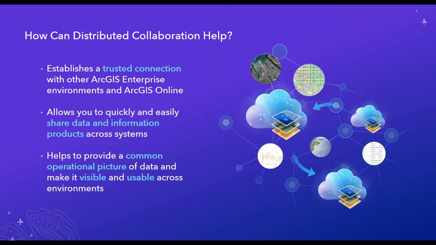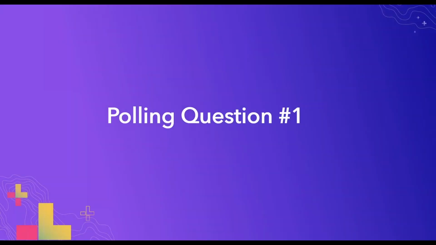It all happens on a schedule behind the scenes that you set up. In the end, you're getting that common operational picture. If you think about the example that I just mentioned, everybody is going to see the current authoritative data set. If it's data that you're sharing and copying, everybody is going to have access to that same authoritative data set, which is really, really important. You're not using something that is out of date. So let's start off with a polling question.